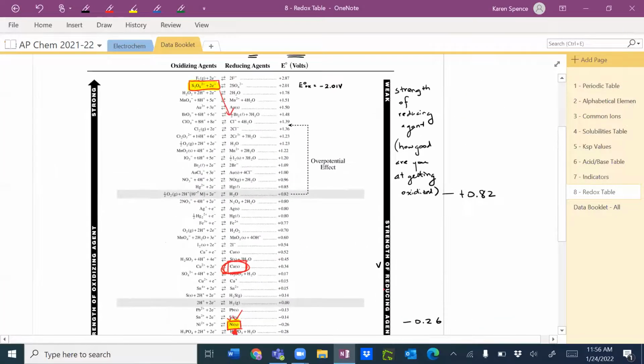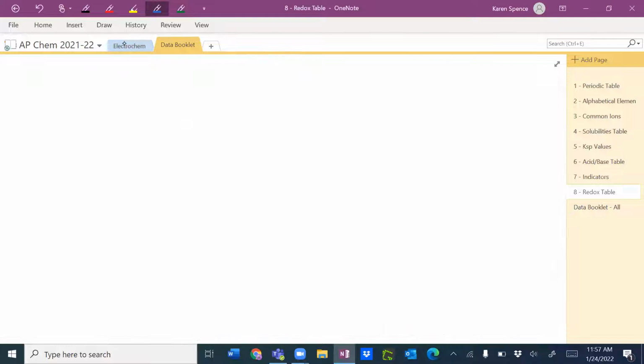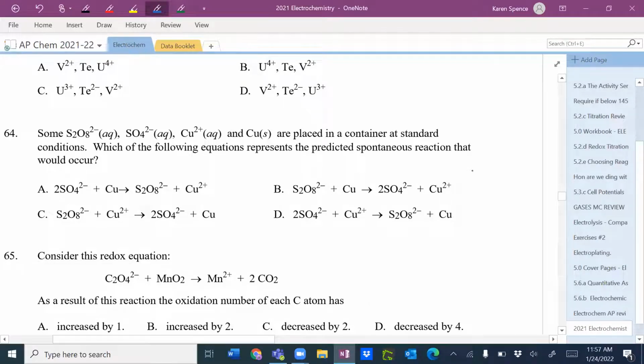And so that's our spontaneous reaction. You can see that if we had chosen SO4, it wouldn't react with the copper. That would be a no because they're both reducing agents. It would not react spontaneously with copper 2 plus because that's an uphill battle. And S2O8 would not react with copper 2 plus because they are both on the same side. So that would be S2O8 reacts with copper solid.